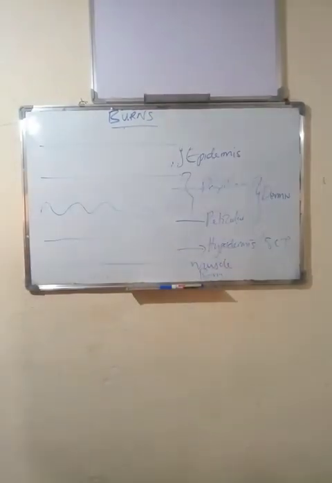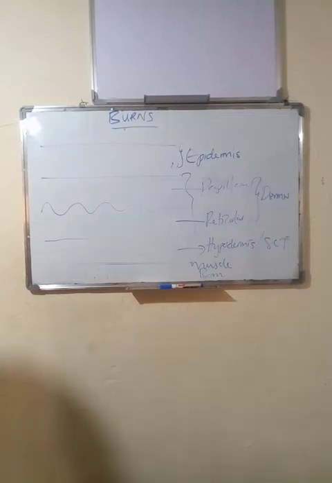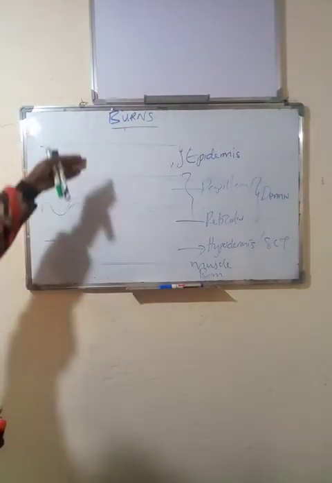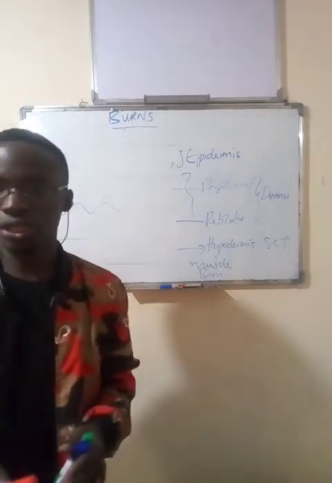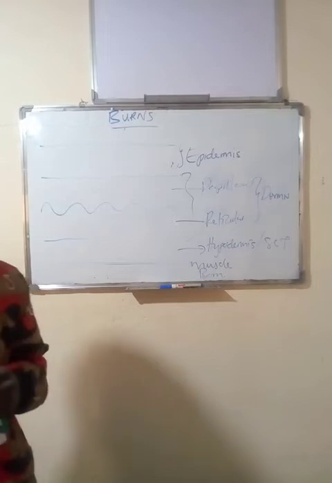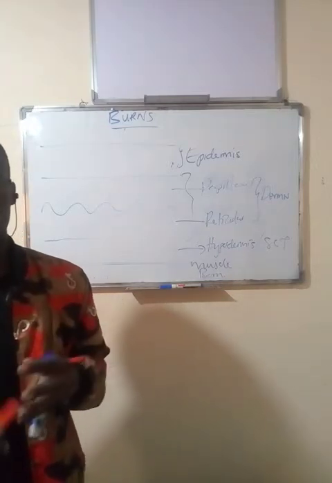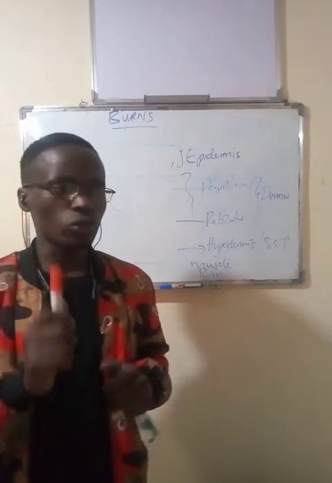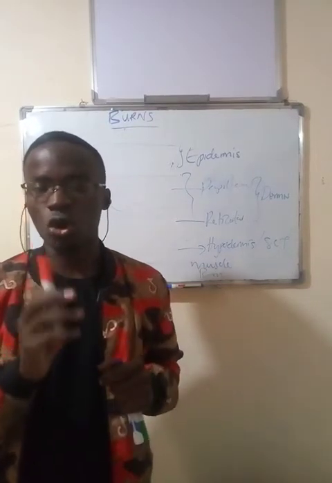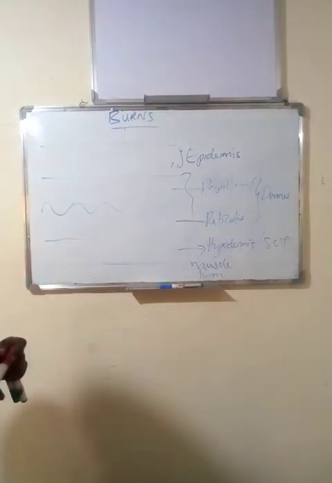Now, whenever there are burns, these burns can affect from top to bottom. So this is what we now talk about: the grading of burns. We have first degree, second degree, third degree, and fourth degree burns. So you have to inspect the burns and know which degree they are.